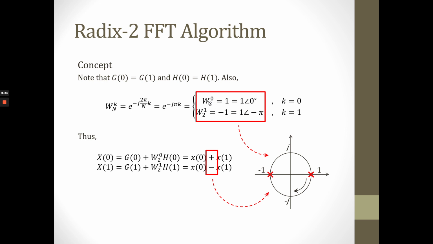So when we substitute this value of Wk for 0 and 1 into this equation, X0 for k equal to 0 is equal to g0 plus this one, which is 1, so we have a positive sign here, multiplied with h0. For k equal to 1, X1 is equal to g1 plus this factor W1, which is negative 1, so we have this minus here, multiplied with h1.